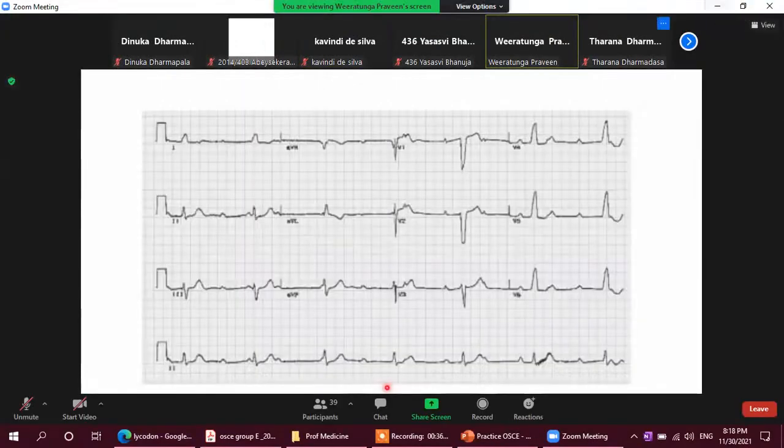Right. Okay. Now what is this then? What is this in this ECG? So this patient has a bradyarrhythmia, bradycardia. And what is the diagnosis? Is it a first degree block, a second degree block, or a third degree block? Let's see.